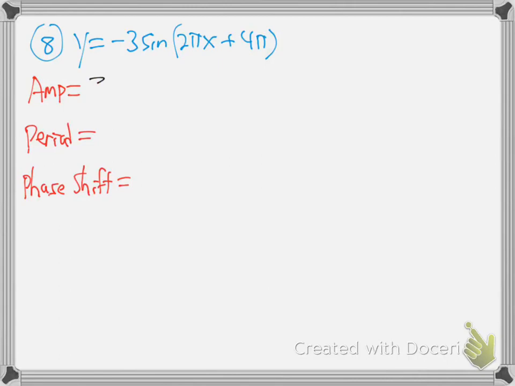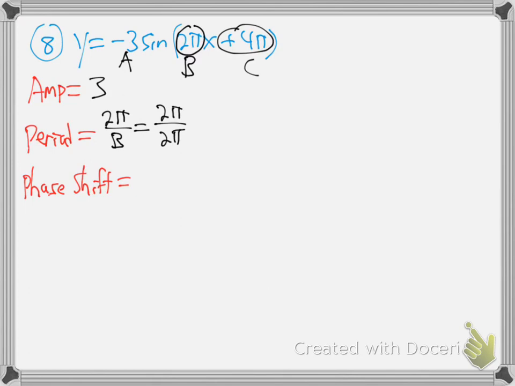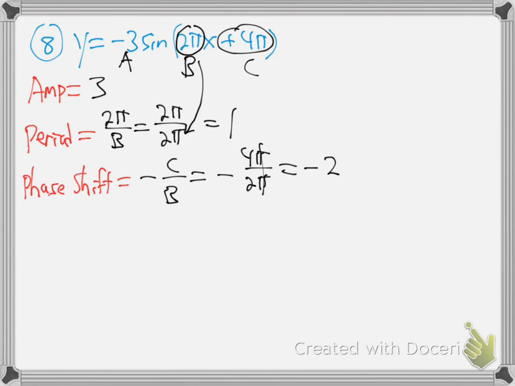Okay, so the amplitude, we just say 3, even though there's a -3. They just want the positive. That's A. Now the B is the 2 pi, and the C is the 4 pi. So the period is 2 pi over B, that's the formula. So 2 pi over 2 pi is just 1. And then the phase shift, -C over B. So -4 pi over 2 pi. Pi's cancel, 4 divided by 2 is 2. So it's -2.